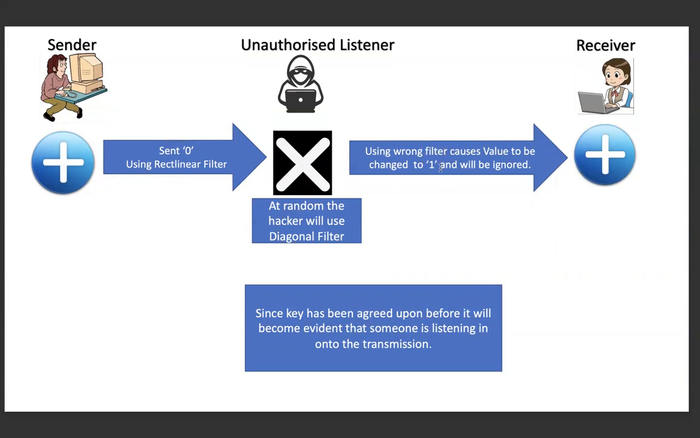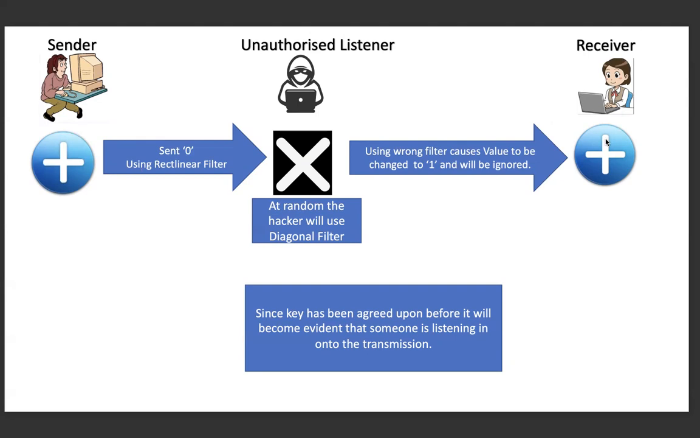And that's what's happening here. Now, since I'm receiving the wrong data, that bit I just received will be ignored because it's wrong. Not only will I ignore it, I know it's wrong. Why do I know it's wrong? Because the receiver is using a rectilinear filter, the sender is using a rectilinear filter, and a 0 should have been a 0.